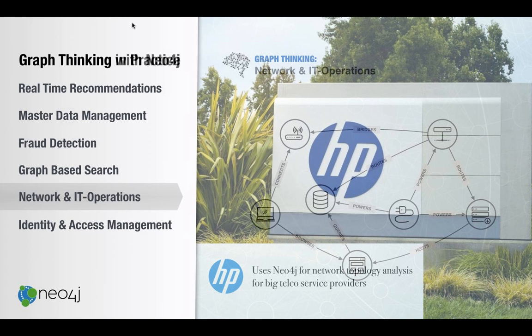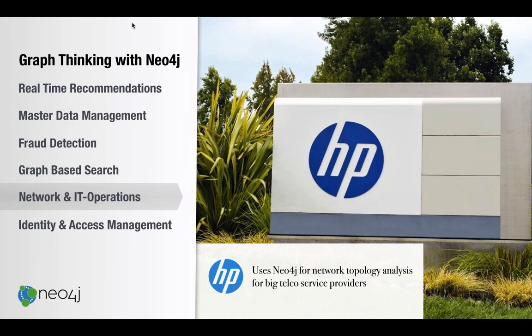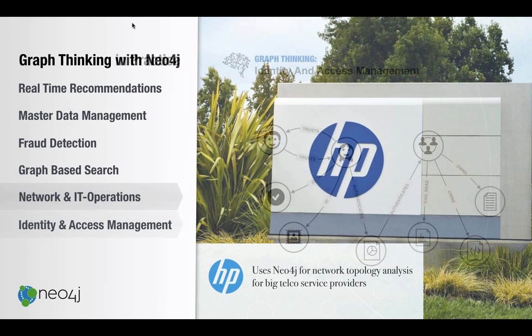So graph thinking lets you focus on all those relationships, understand what pieces of equipment are the most important and need redundancy, and if you need to take something down, you can make plans for how to reallocate resources before something actually goes out of service. HP actually uses that thinking in their built-in network topology analysis system that they provide for big telcos.